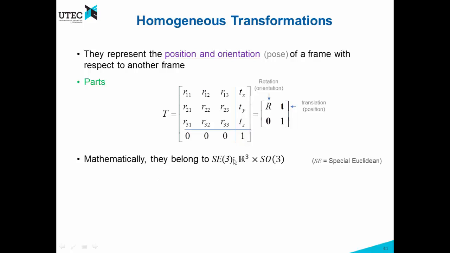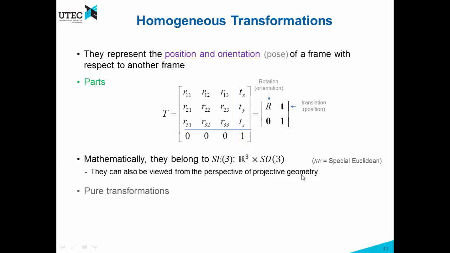Mathematically, they belong to this SE3, which is the special Euclidean, which is the Cartesian product between R3, which is the position, and SO3, which is the orientation. They can also be viewed from the perspective of projective geometry. However, we are not going to deal with projective geometry in this course. Pure transformations would be like this. This is a pure rotation because there is no translation, and this is a pure translation because there is no rotation. Now, be careful, because when there is no rotation, it doesn't mean that this is 0. It means that this is the identity.